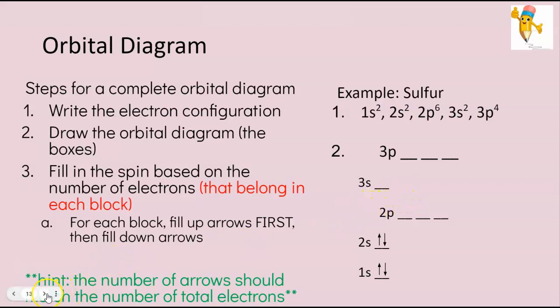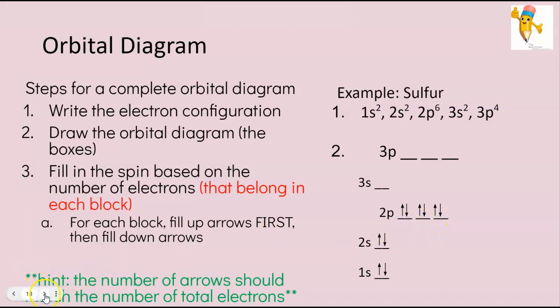So now we're going to fill, but remember, we have to fill the up arrows first. So we would go 1, 2, 3, and then come back and fill our down arrows. You have to fill them with the same spin in the orbitals first, and then come back with the opposite spin arrows. So at this point we've got 10 electrons. We're not done because remember sulfur has 16, so we have to make it to 16.